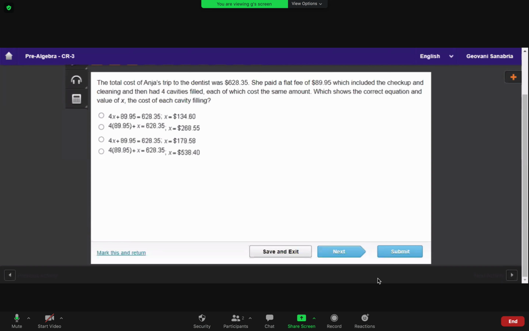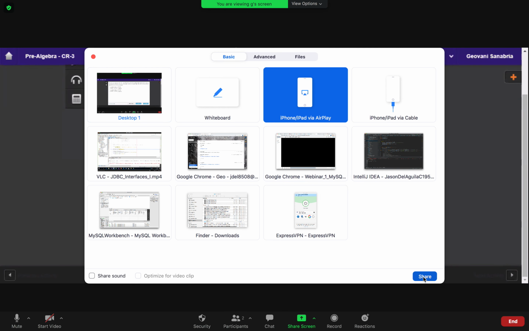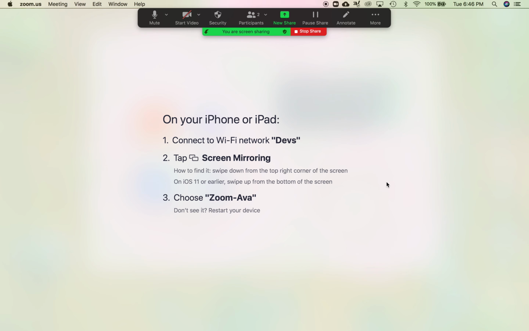And then she paid a flat fee of 89.95. So she has to pay that anyway, which included the checkup and cleaning, and then had 4 cavities, each of which cost the same amount. Okay. All right. Can we switch? Yeah, for sure. If you need me to read it back to you, I will.